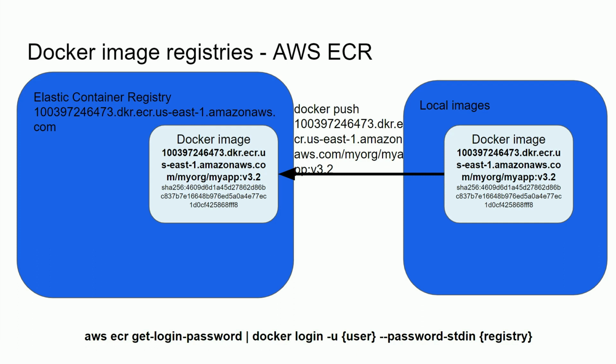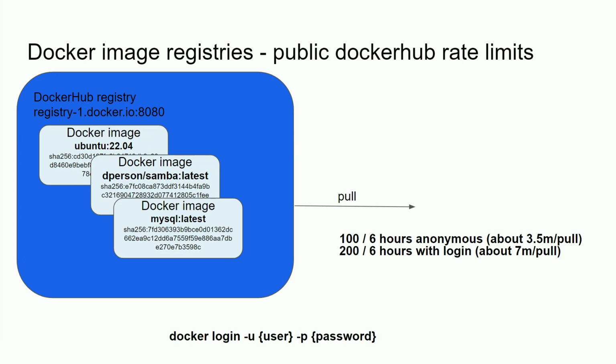Now, going back to the public Docker Hub registry for a moment, it's very important to know that Docker Hub has a rate limit. You can only pull 100 images every 6 hours anonymously, or 200 images every 6 hours if you use a free login. And that works out to about 3.5 or 7 minutes between pulls, respectively. Now, if you're in a situation that anticipates doing a lot of Docker builds, perhaps with an automated build system, you'll need to keep this in mind.